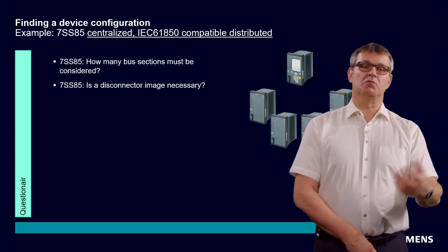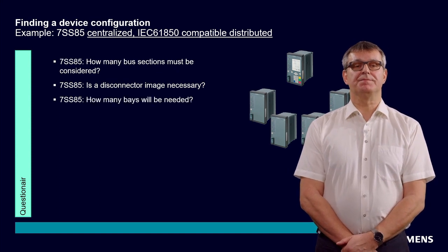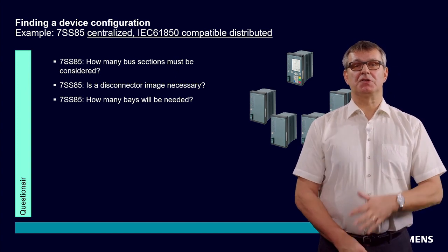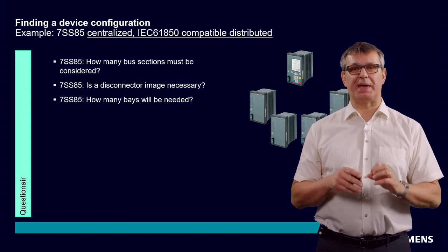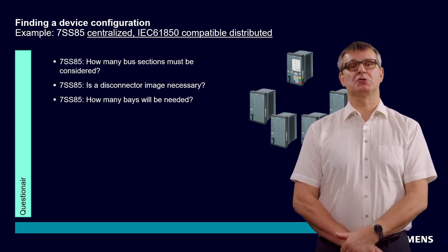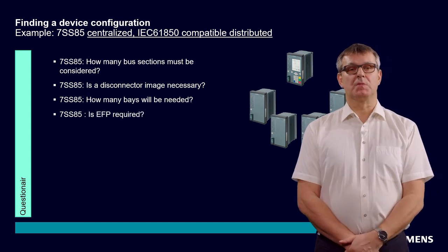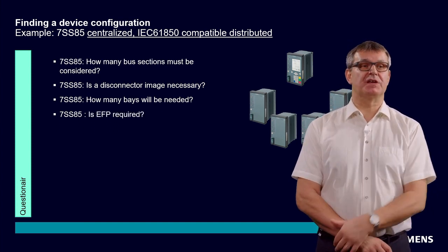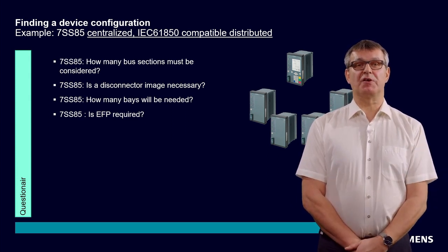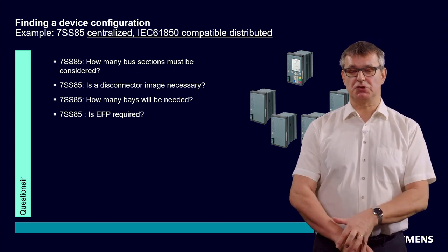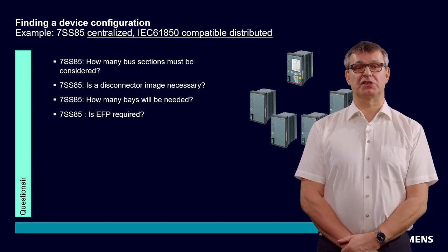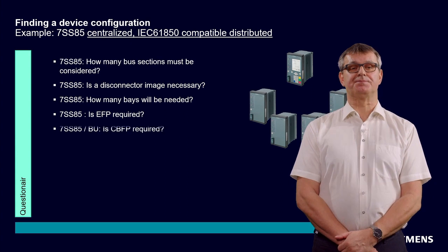I have to answer whether a disconnector image is necessary, as in the centralized busbar protection. So once again we need the bays in the central busbar protection, and you also have to count the number of bays for this approach. All these questions have to be answered for the central 7SS85. Is the N-fold protection very important? In this case, the N-fold protection has to be equipped in the central unit. It's not possible to implement the N-fold protection in the merging unit in this case.